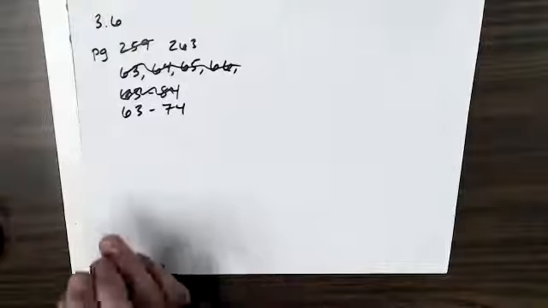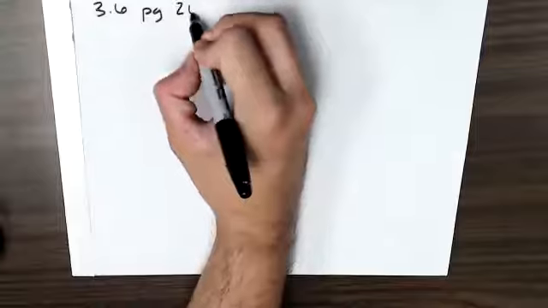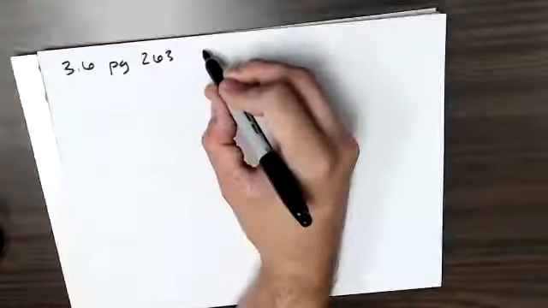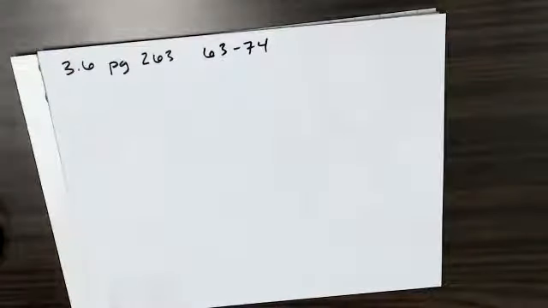I'm going to get a cleaner piece of paper. Okay. So for 3.6, which remember was an intro to functions, on page 263, I want you to do 63 through 74. Those would be good examples for a test.